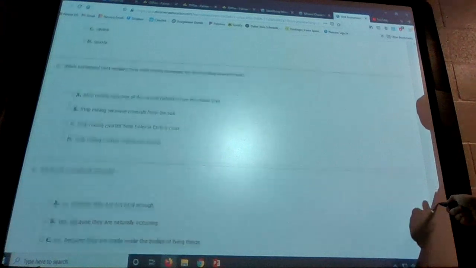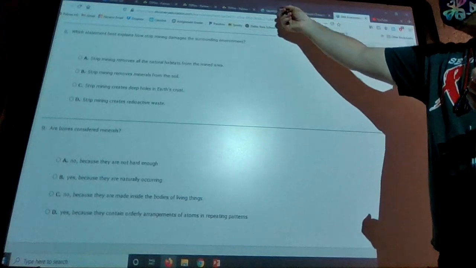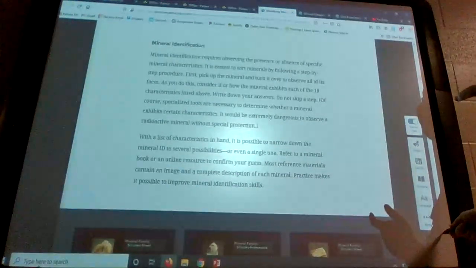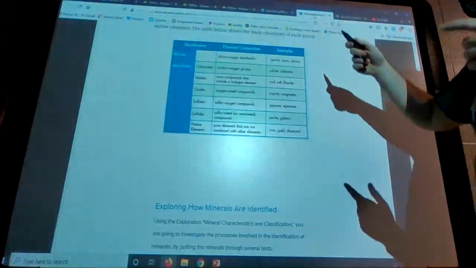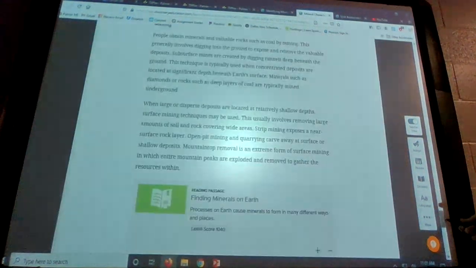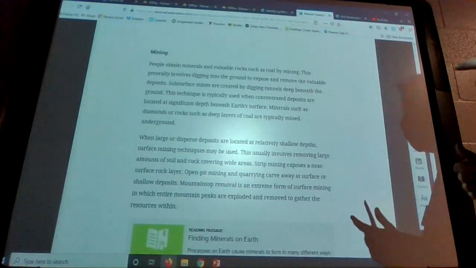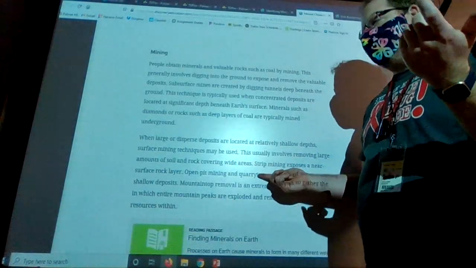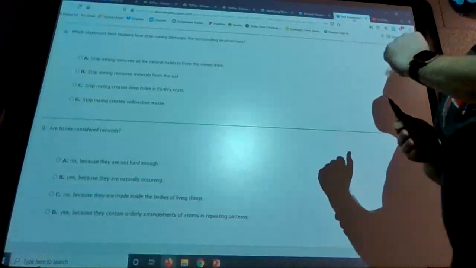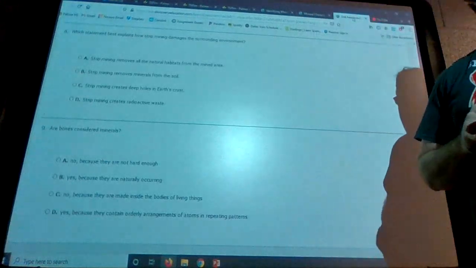Number 8. Which statement explains how strip mining damages the surrounding environment? So strip mining, I think, is going to be at the bottom of identifying minerals, or is it characteristics? No, it's going to be at the bottom of the other one, the mineral characteristics and classification page. Scroll all the way down to the bottom. What they talk about in this last little section is mining. Specifically, strip mining is down here in this last paragraph. So read a little bit about strip mining, and that should lead you to the correct answer in question number 8. And then number 9, are bones considered minerals?